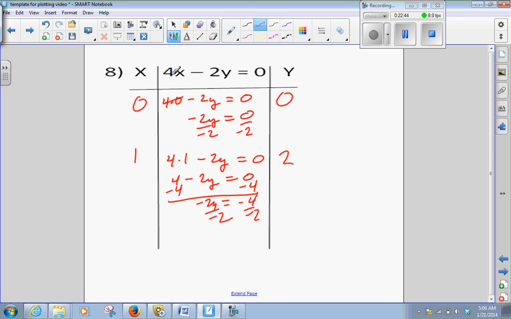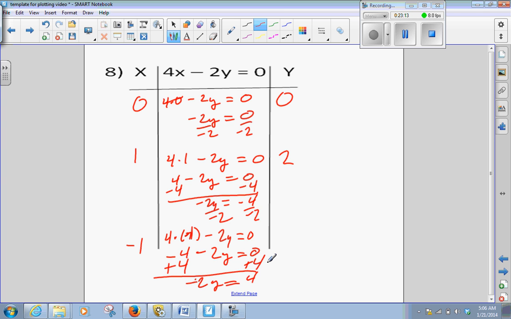Last but not least, if x is negative 1, instead of 4 times x, I'm going to do 4 times negative 1 minus 2y is equal to 0. So 4 times negative 1 is negative 4, minus 2y is equal to 0. To get rid of that minus 4, I'm going to add 4. So I've got negative 2y is equal to 4. Divide by negative 2, y would be equal to 4 divided by negative 2, which is negative 2. So if x is negative 1, y is negative 2.